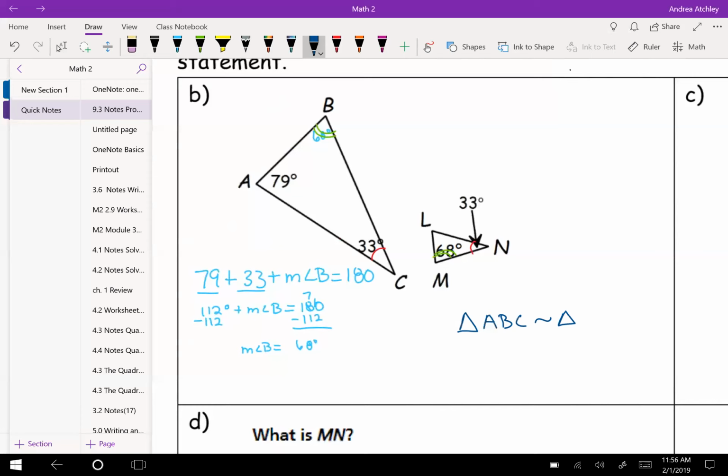Okay, Brandon, what goes along with angle A in this triangle? Which angle goes with angle A? L, very good. So triangle L. Then what goes with B in this triangle? M. And then N. Okay, so that's our similarity statement, and explain by angle, angle, similarity.